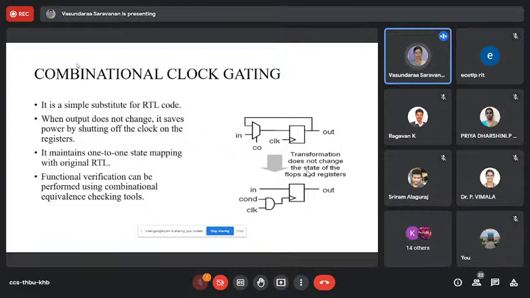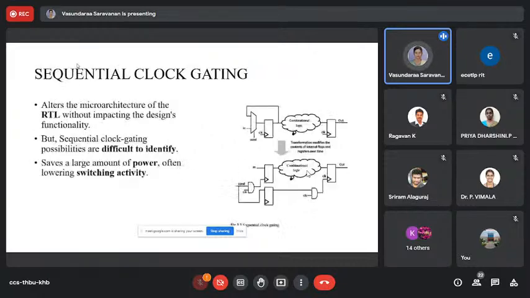Second one is sequential clock gating. It alters the microarchitecture of the RTL without impacting the design's functionality. But sequential clock gating possibilities are difficult to identify. It saves a large amount of power, often lowering switching activity.